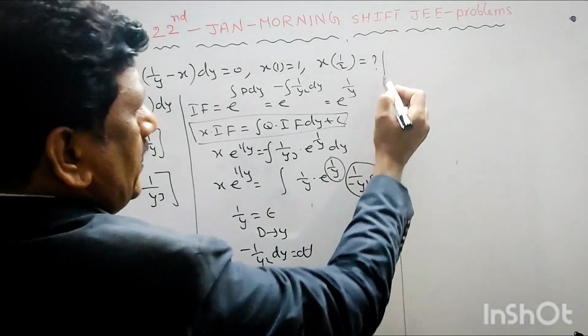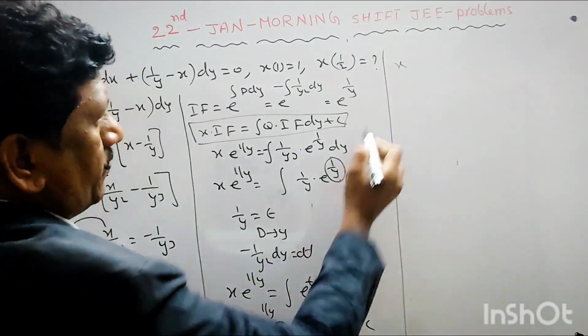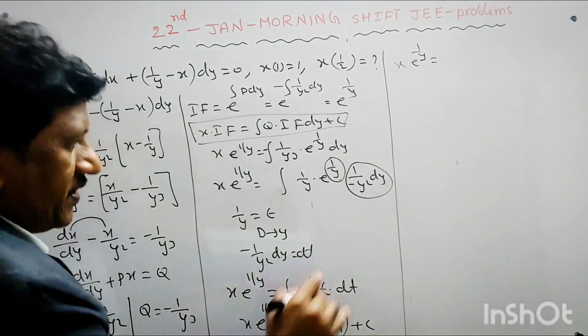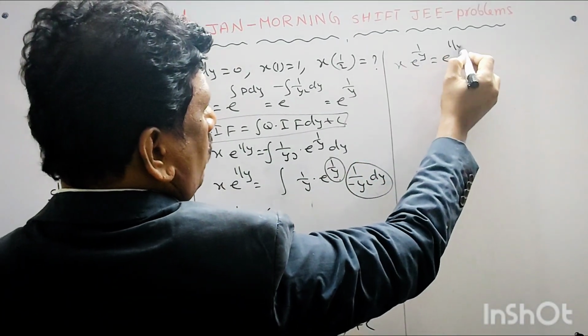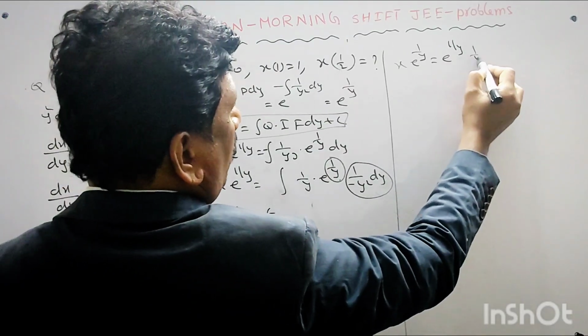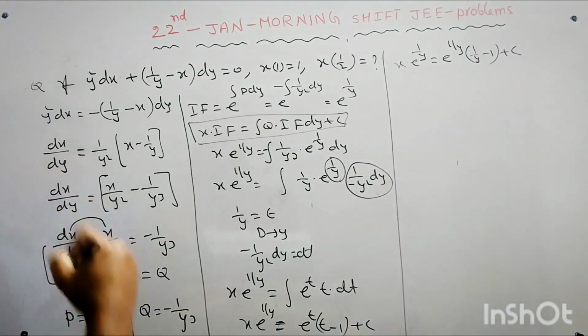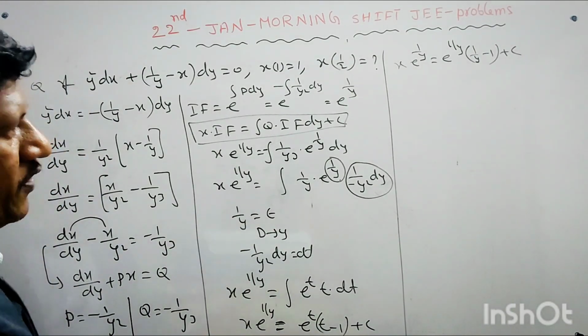Now see that here x into e power 1 by y is equal to e power t, e power what is the t value? 1 by y, again 1 by y minus 1 plus c. Okay, right? This we got.